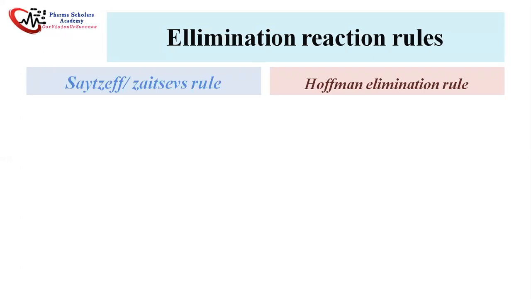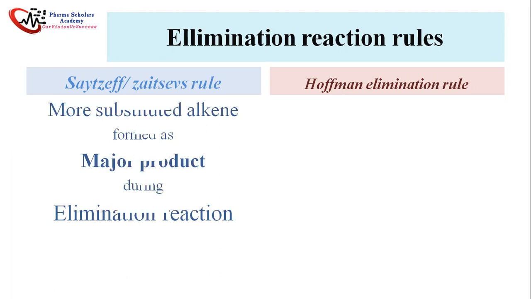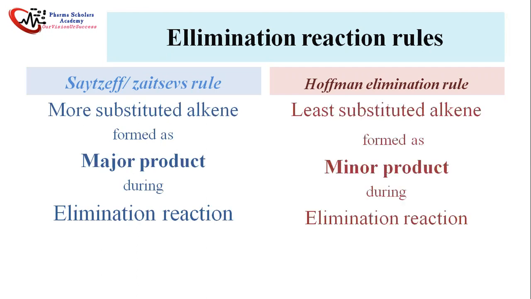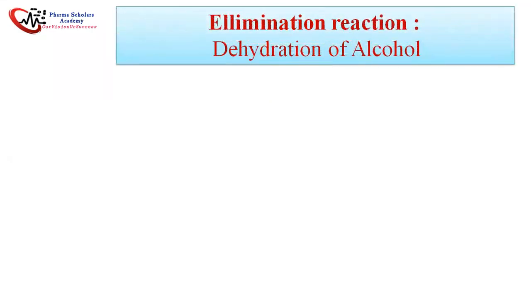Saytzeff rule is also called Saytzeff's rule. In Saytzeff, the most substituted alkene is formed as the major product during elimination, and in Hofmann, the least substituted alkene is formed as the minor product during elimination. I will explain in detail by using an example. Dehydration of alcohol means removal of a water molecule.